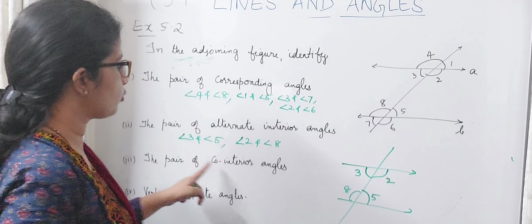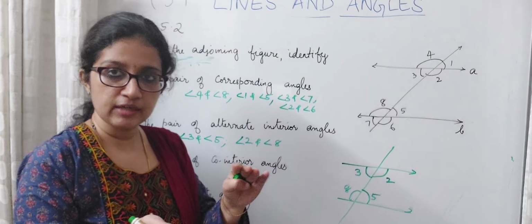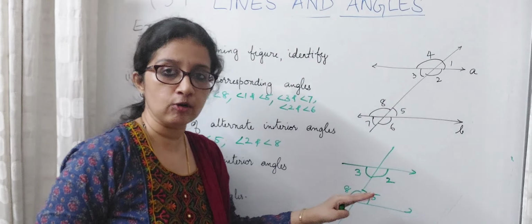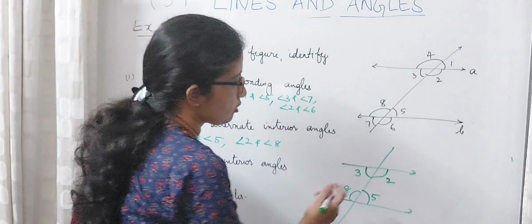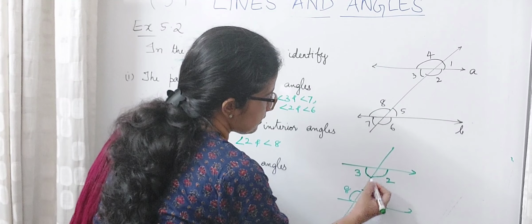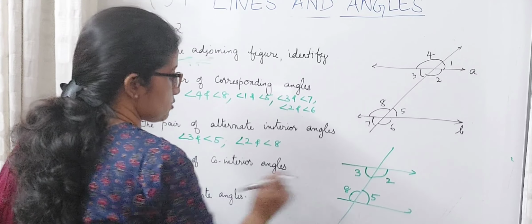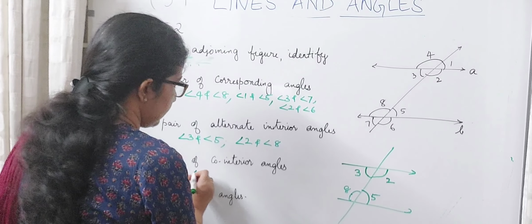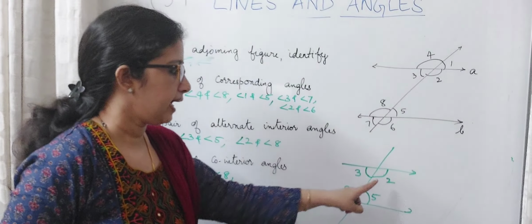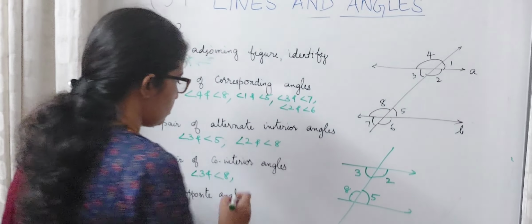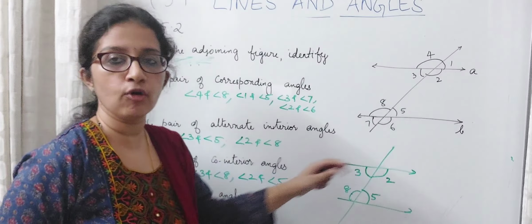Now what is the next one? The pair of co-interior angles. What do you mean by co-interior? That is also in the interior only. Means these 4 angles will come in that also. But co means towards the same side of the transversal. So which are all the co-interior angles? See here, angle 3 and angle 8 are the first pair of co-interior angles towards the same side of the transversal. Okay, so angle 3 and angle 8 is the first pair. Which is the next pair? Angle 2 and angle 5. Okay, so angle 2 and angle 5 are the second pair of the co-interior angles.